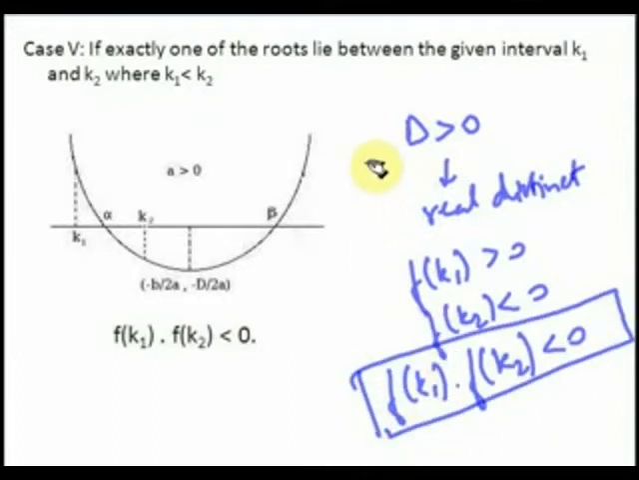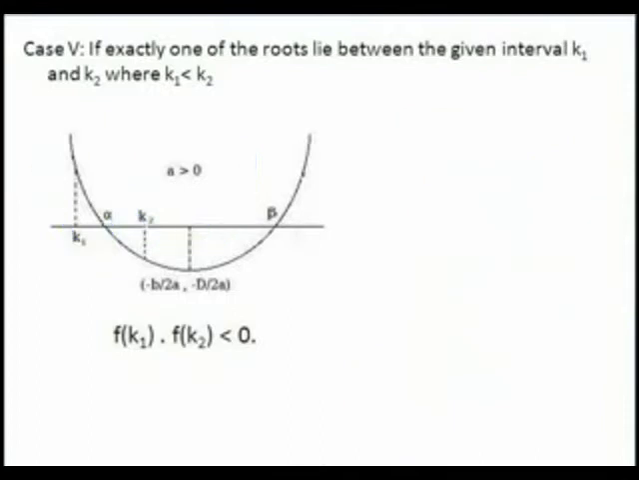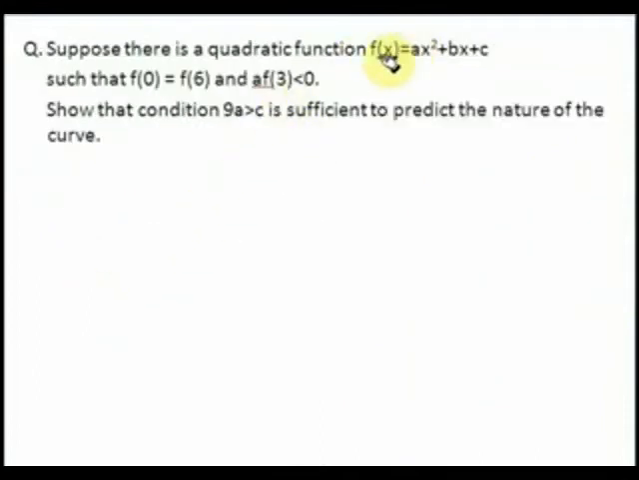So if we multiply both the expressions, we can get f of k1 into f of k2 is less than 0. If this condition holds true, then one of the roots will be lying between the numbers k1 and k2, because in no other case, if we plot the curve like this, in all the cases f of k1 into f of k2 will always be less than 0. So this is the sufficient condition to show that one root lies between the two given numbers k1 and k2.